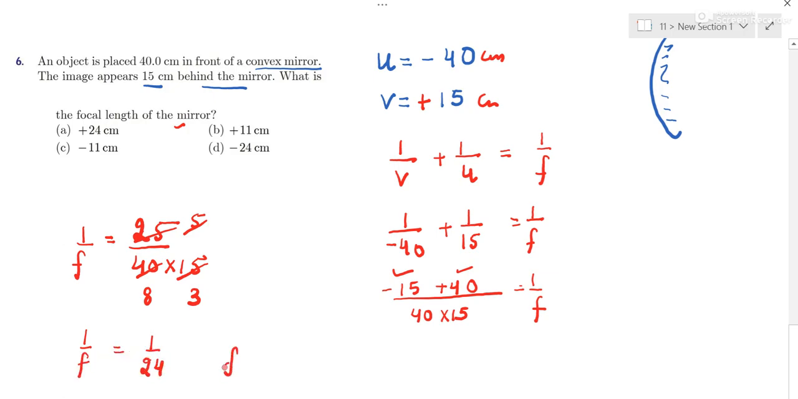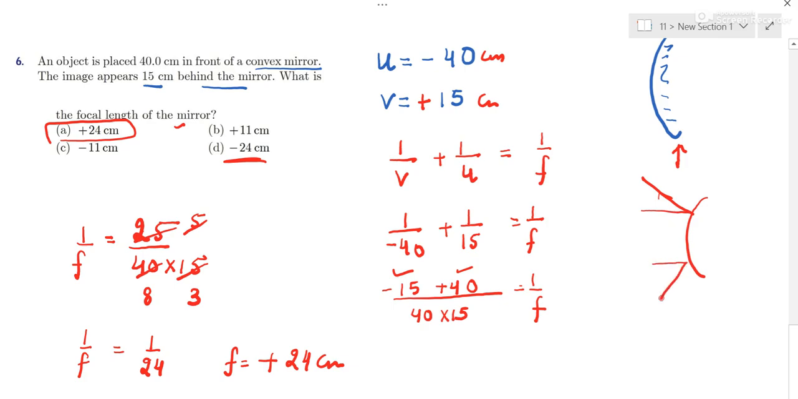Okay, so F is equal to 24 centimeters. Focal length of convex is always positive. See, they are always giving 24 but with negative sign also to confuse you. Okay, so we'll have to memorize. We'll have to remember focal length of convex is always positive. And why is it positive? Because focus lies behind the mirror. This is focus. So getting to the next question.